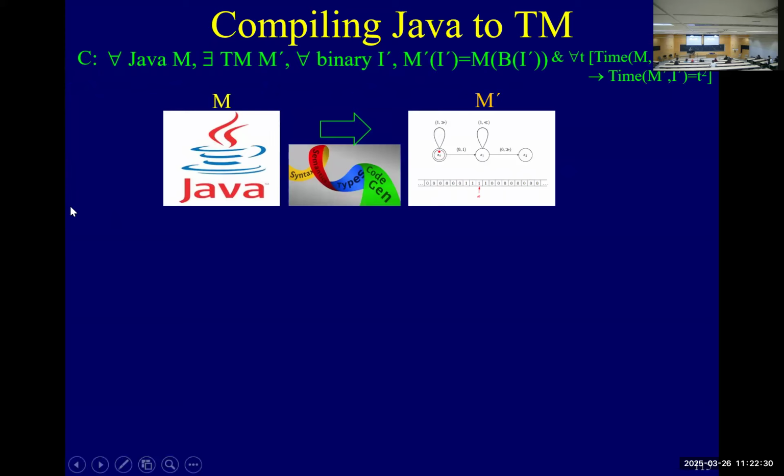what does this one say? It says that we can compile. If you give me a Java program, I can compile it into a Turing machine that on all inputs gives the right answer, and the running time is squared. I hope you're saying, well, of course, if I have A, B, and C, then I have Z.